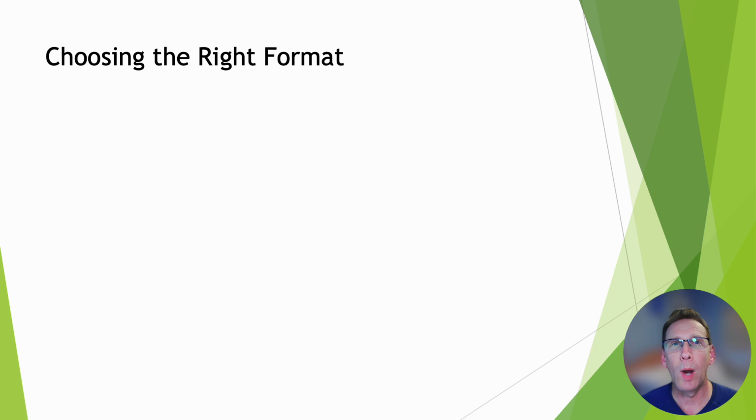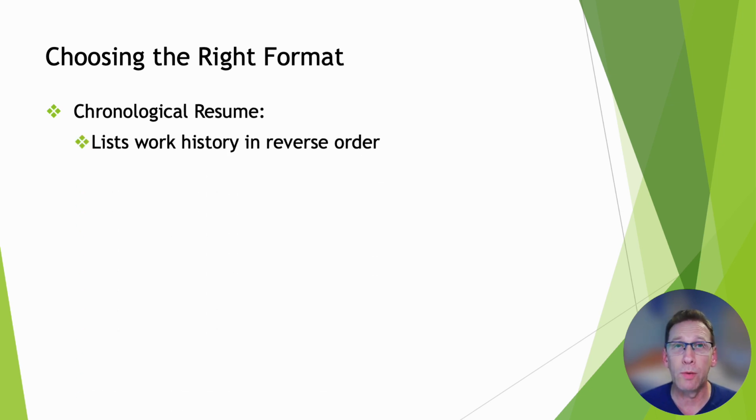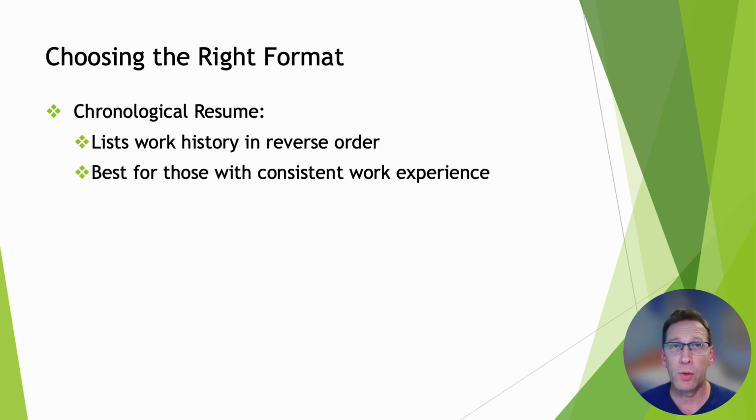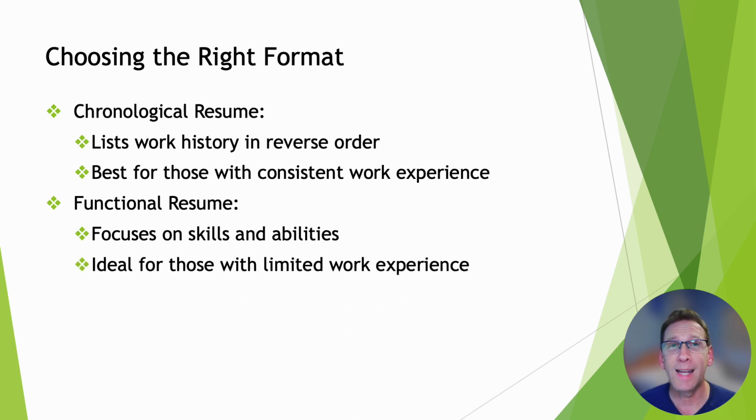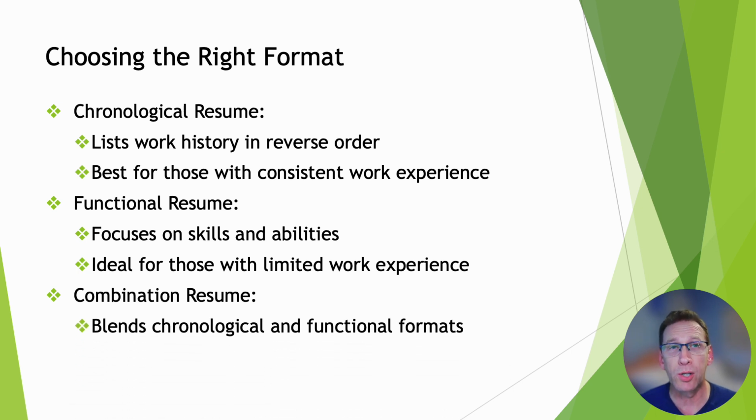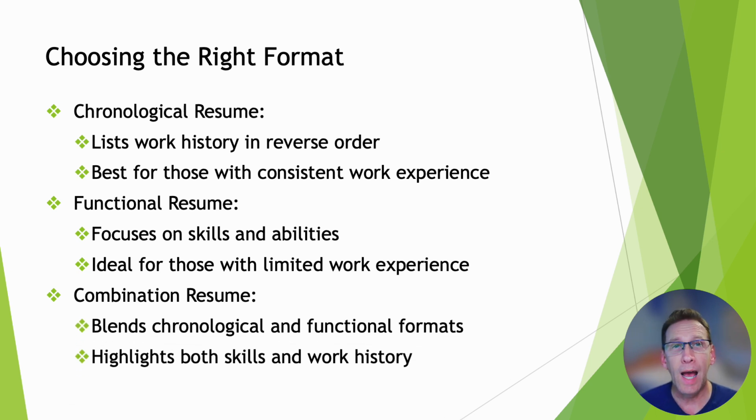So you've got to choose the right format when you're doing a resume. And there are a couple different types. First is a chronological resume. This lists your work history in reverse order. This is best for those with a consistent work history. Next is a functional resume. This focuses on skills and abilities, and it is ideal for those with limited work experience. Or you can do a combination resume that blends both the chronological and the functional formats and highlights both your skills and your work history.